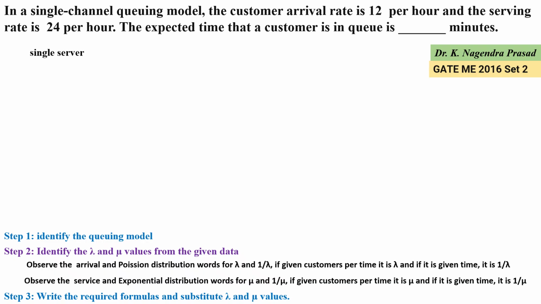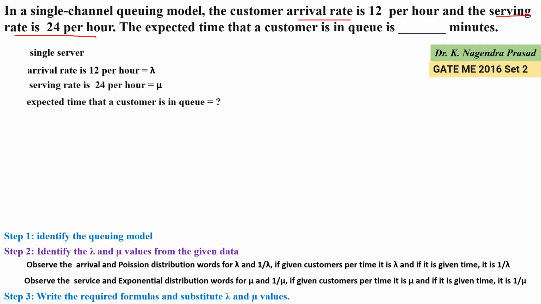The given model is the single server queuing model, and the arrival rate is 12 per hour, which is lambda, so lambda is 12. The serving rate is 24 per hour, which is mu, so mu equals 24. Then we have to determine the expected time that a customer is in queue, in minutes.